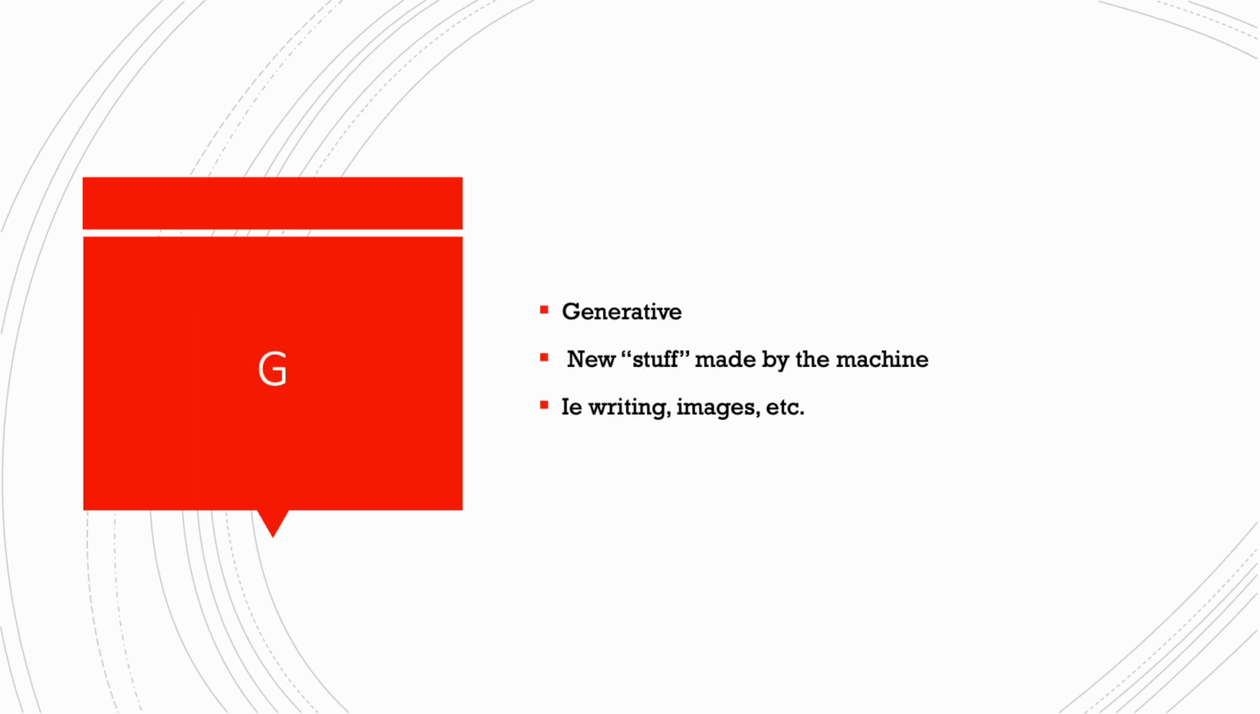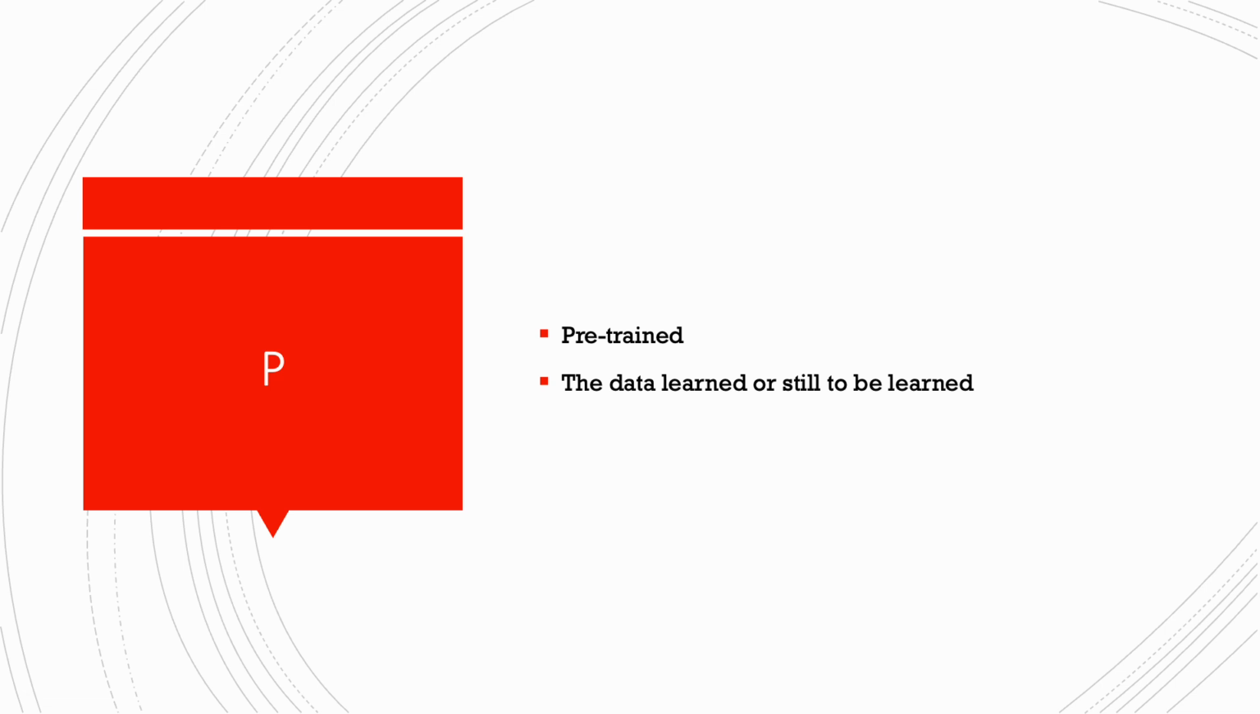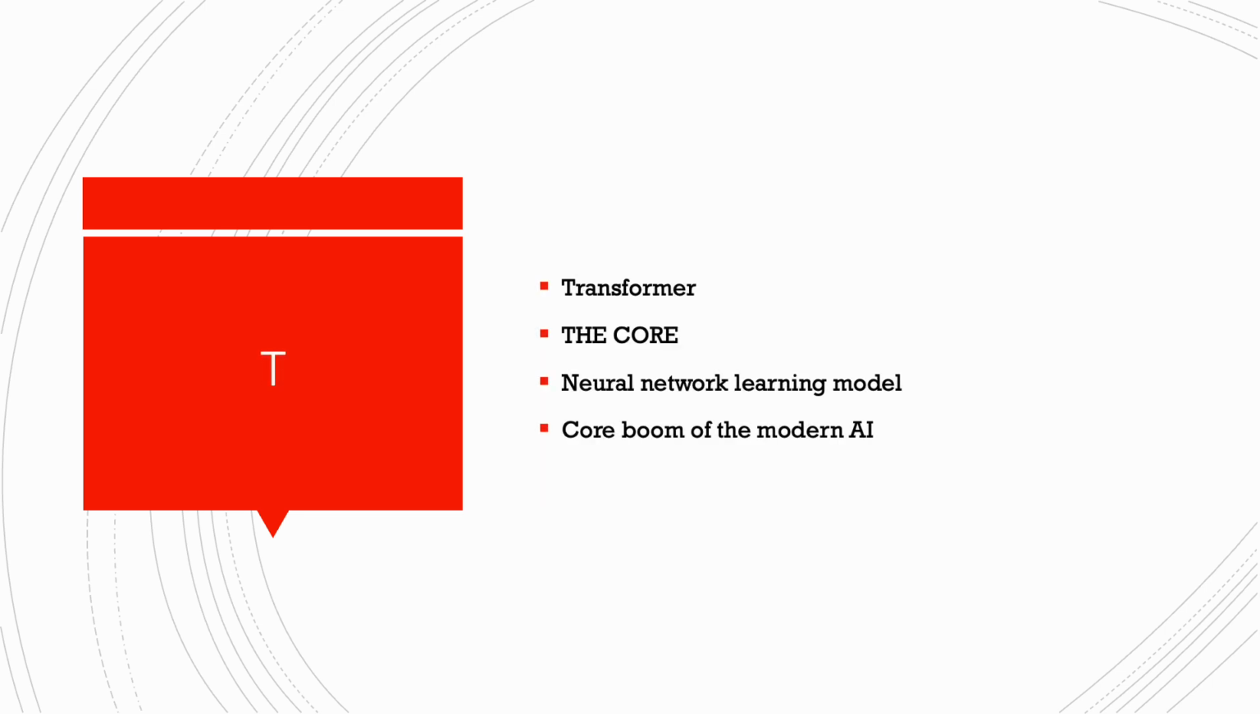Now the G, we said, is generative. It basically makes the new stuff. P is using data learned or still to be learned with the training data that was provided to the machine. And the T part is the transformer. This is the core of the network, as well as the core of modern AI.